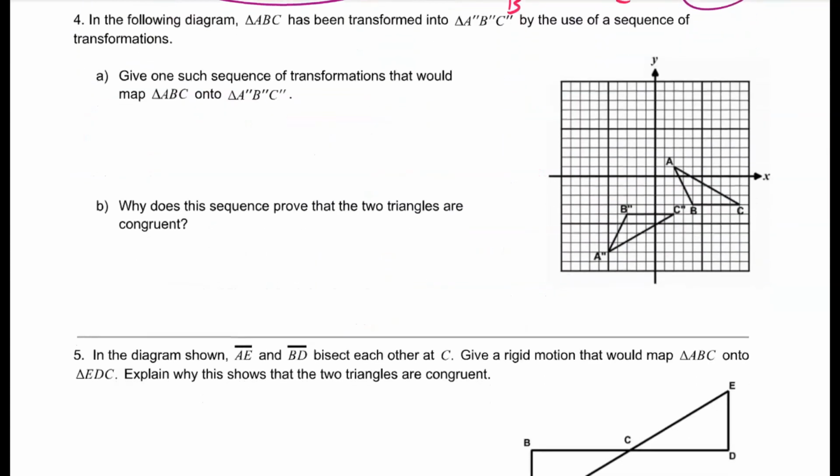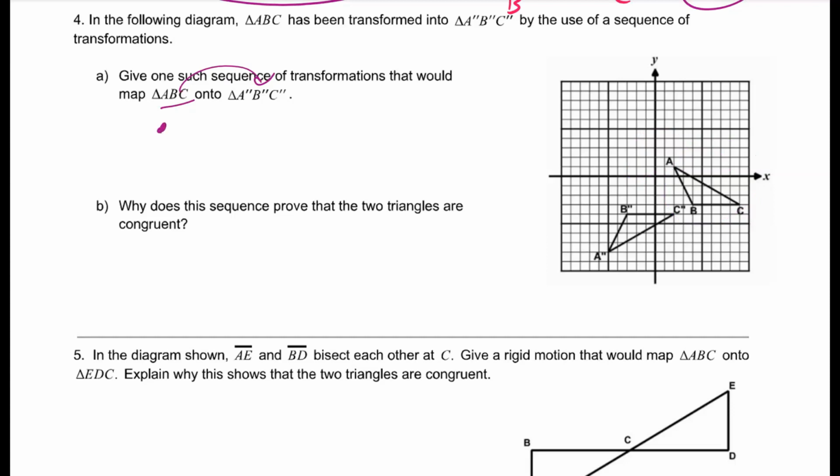Number 4. In the following diagram, triangle ABC has been transformed into triangle A double prime, B double prime, C double prime by the use of a sequence of transformations. Give one such sequence of transformations that would map one triangle onto the other. So I'm going from this pre-image to this image.